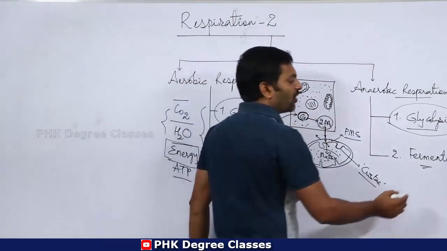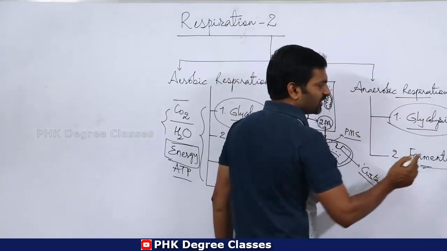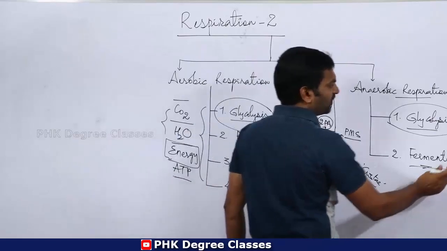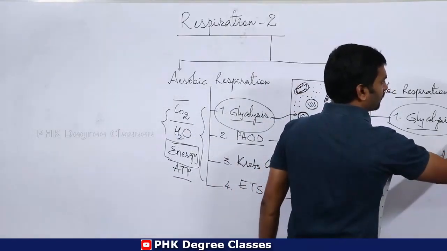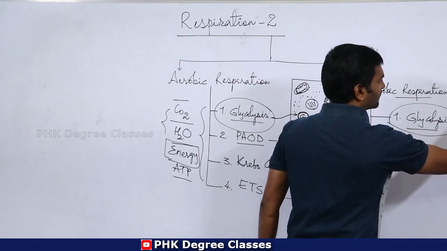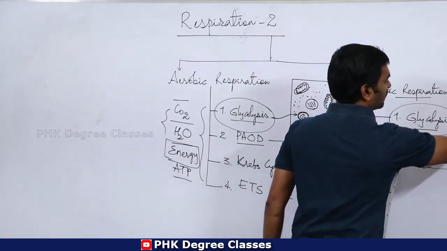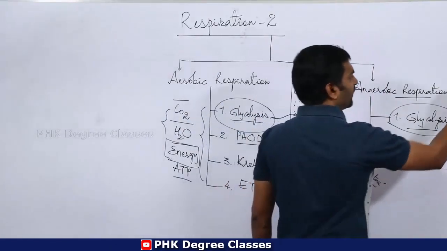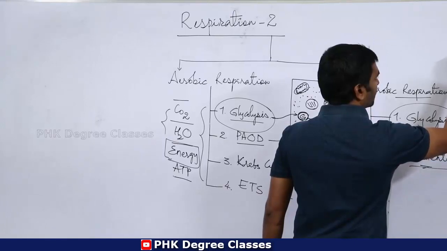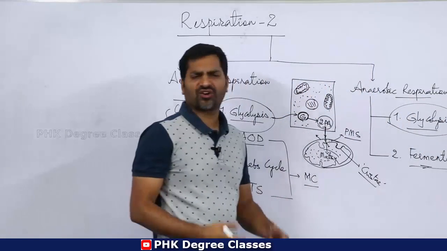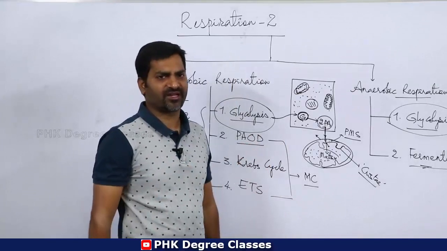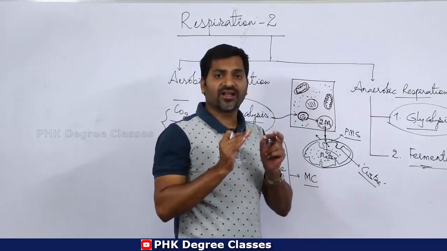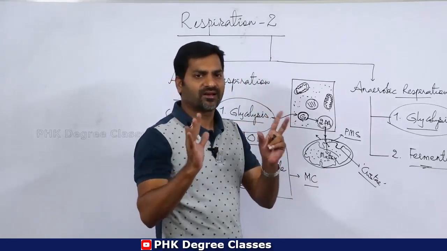So both the steps, one is glycolysis and the second one, fermentation, will take place in the cytoplasm. So due to these 2 steps, what will be formed? Generally CO2. CO2 is a common end product of any respiratory mechanism. Whether it is aerobic or anaerobic, whatever the respiration type is, the general end product is carbon dioxide.